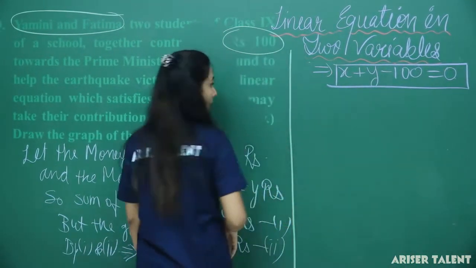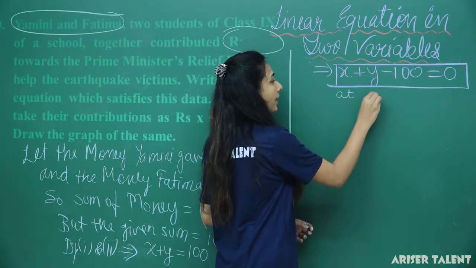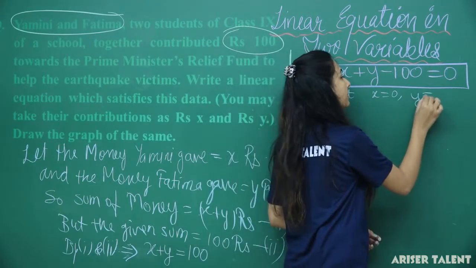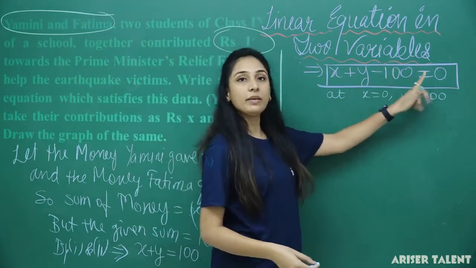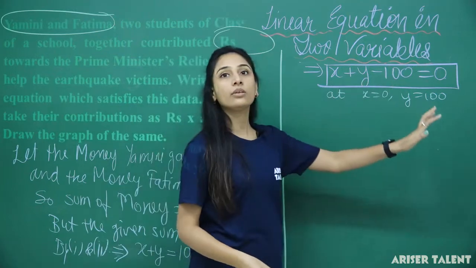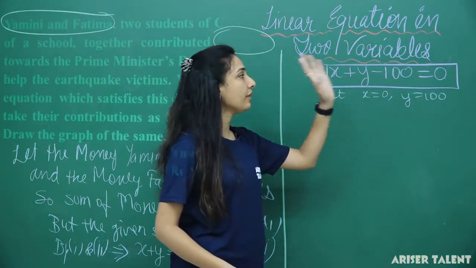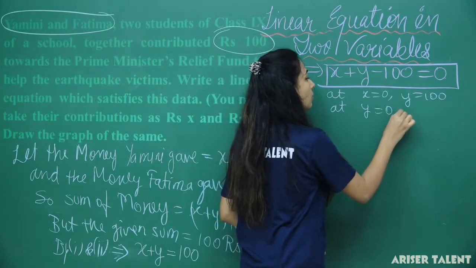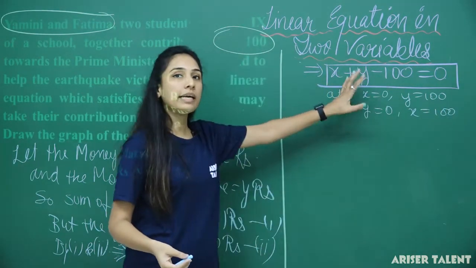We have to find the values at X equals 0, Y equals 100. At X equals 0, Y will be equal to 100. I'm not just doing any calculation here. You have to do it yourself. Put X equals 0, you'll get Y equals 100. At Y equals 0, X equals 100. Put Y equals 0 here, you will get X equals 100.